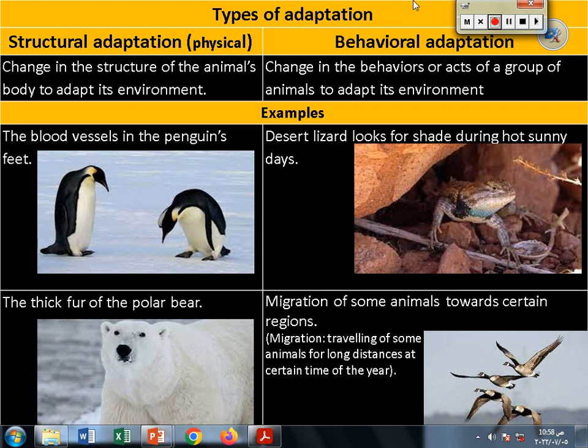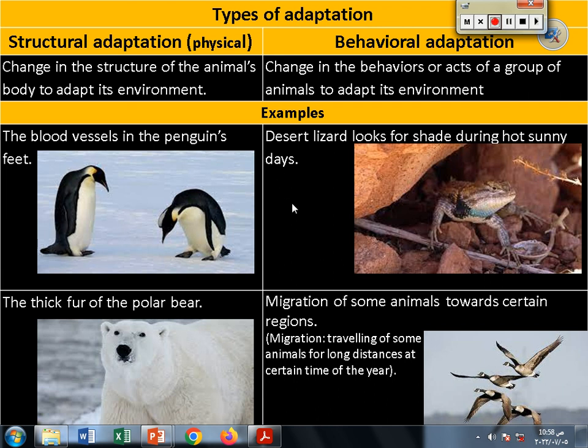We said we have two types. Number one is called structural adaptation, structural or physical adaptation. From its name, the animal has a specific structure or feature inside its body. This feature helps it to survive. But what if I said there is another type which is called behavioral adaptation? It depends on the acts or something that the animal does to protect itself from the enemies.